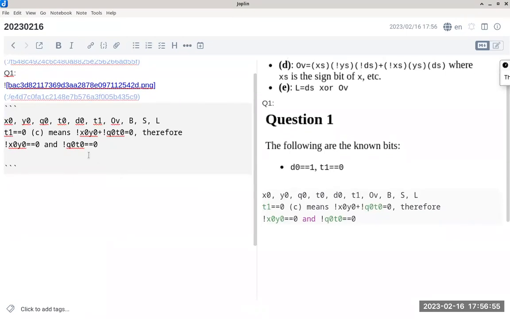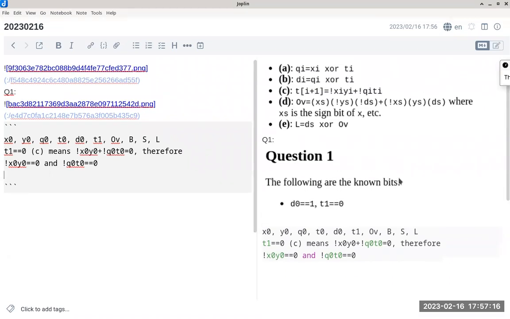Is there a reason we didn't use the B formula first? The B formula, the one labeled for the test. He's talking about your list of rules. Oh, the borrow. The borrow is the T. The D_i is Q_i XOR T_i.